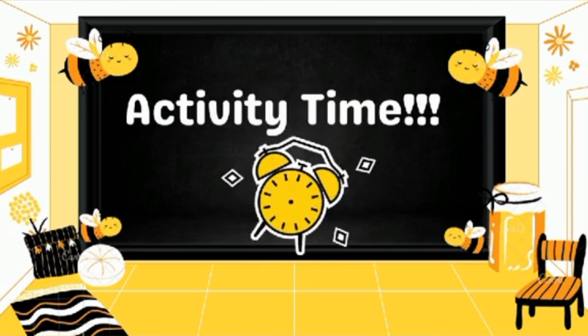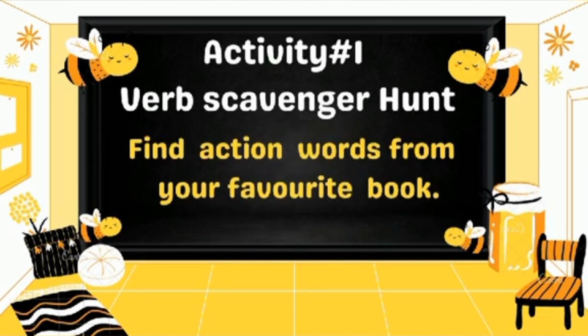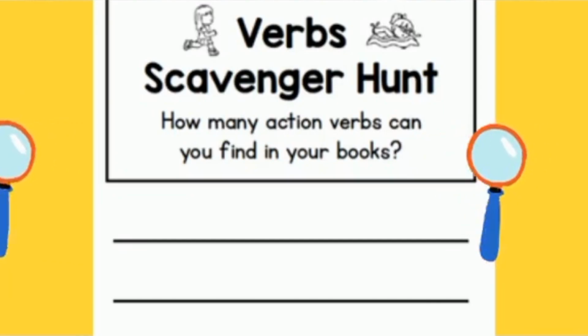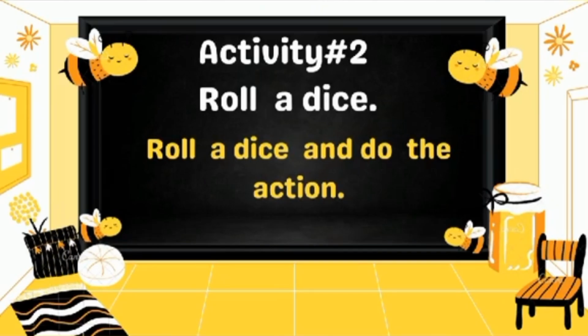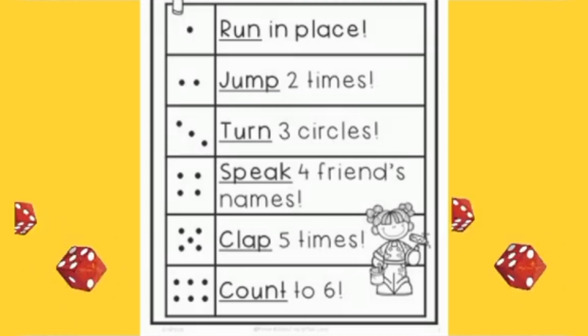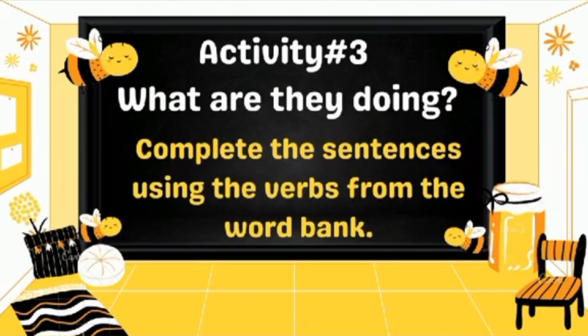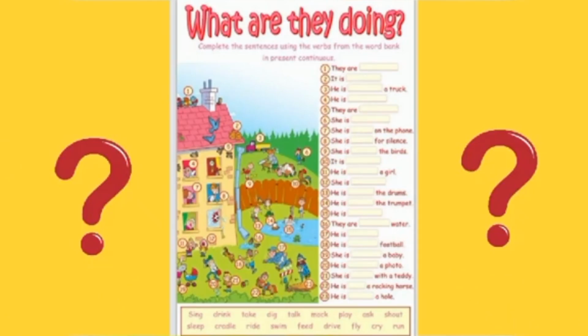Activity time. Activity number 1. Scavenger hunt. Activity number 2. Roll a dice and do the action. Activity number 3. What are they doing? Complete the sentences using the verbs from the word bank.